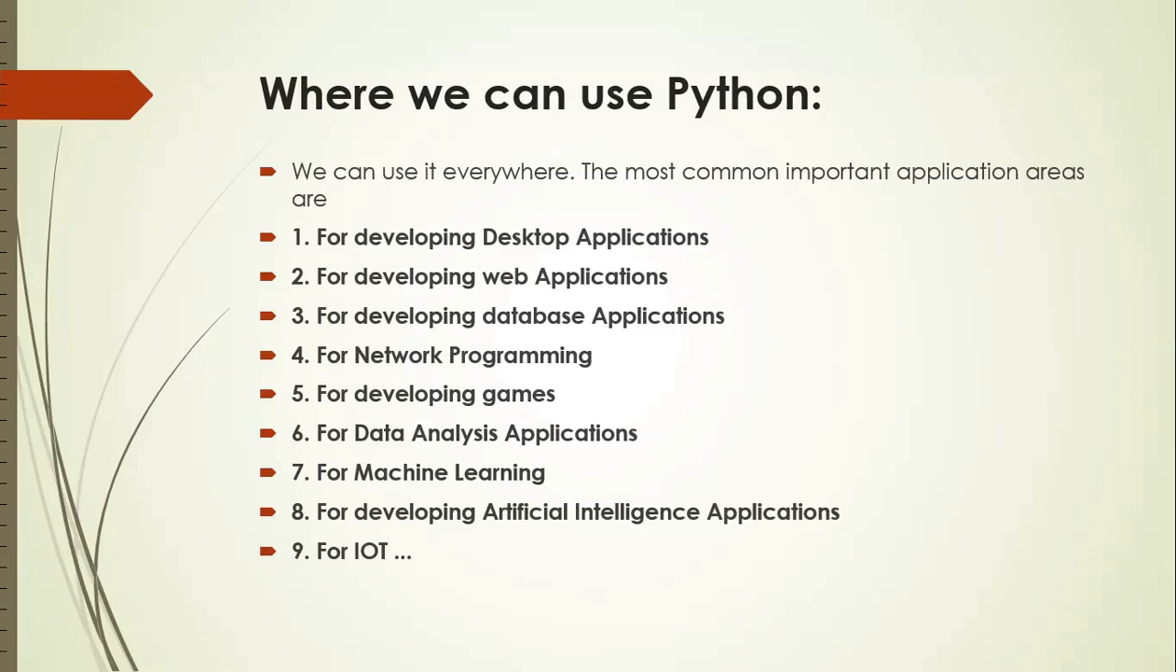You guys may have heard about artificial intelligence and machine learning. This is the most popular thing, nowadays it's trending, and there also we are using Python: artificial intelligence and machine learning, and IoT, the Internet of Things. There also we are using Python. So it's a general purpose language and object oriented language. These are the common areas where we are going to use Python.